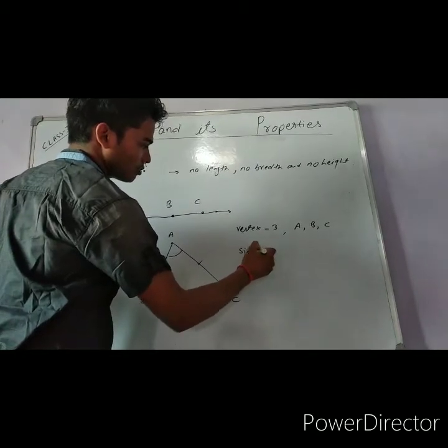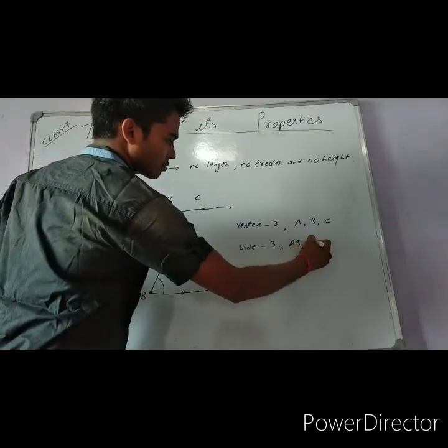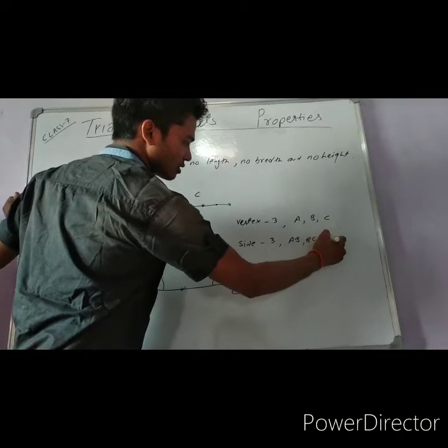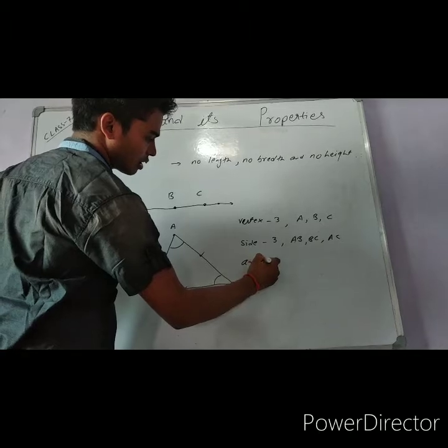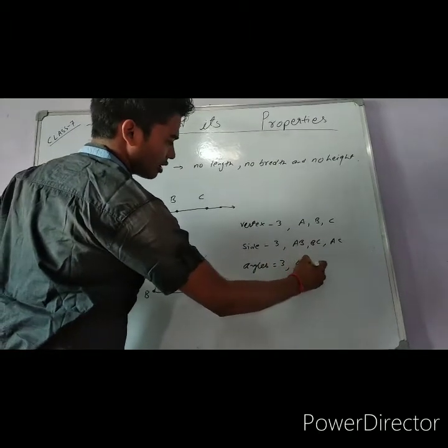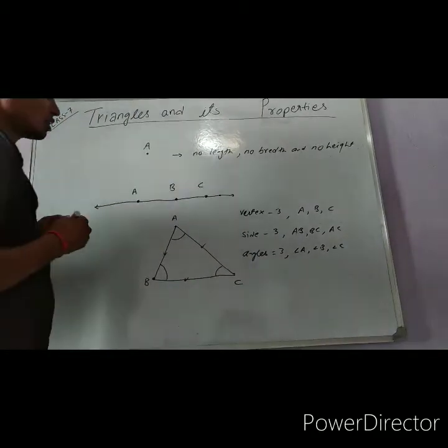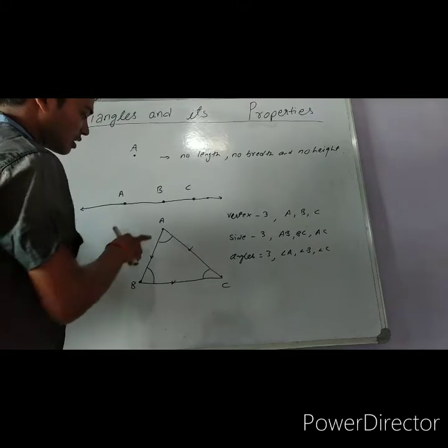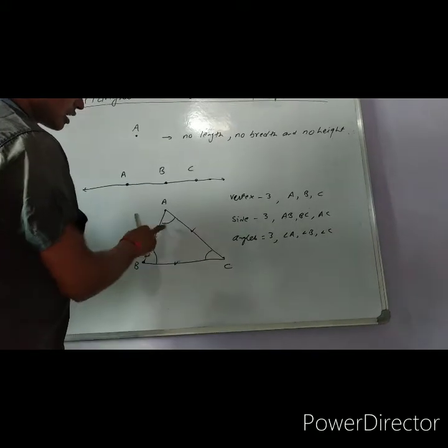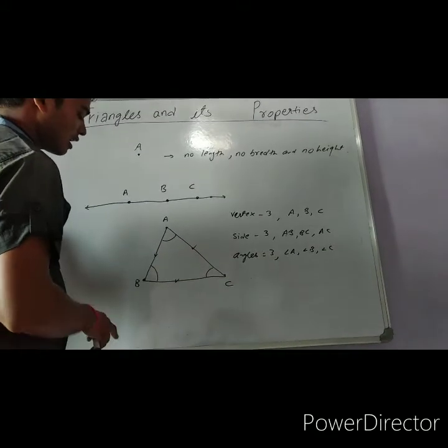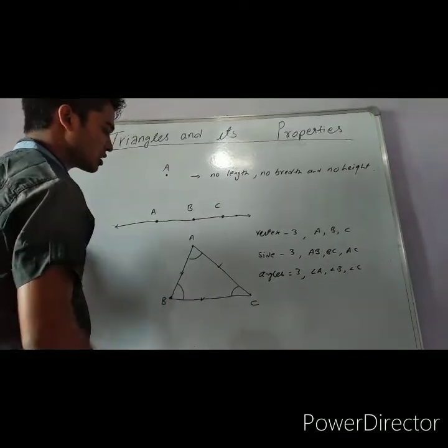Sides, how many? 3, that is AB, BC, and AC. And 3 angles. Angles, how many? 3, that is angle A, angle B, and angle C. These are the parts of the triangle. A triangle has 3 vertices, that is A, B, and C, 3 angles, that is angle A, angle B, and angle C, and 3 sides, that is AB, BC, and AC, or we can say CA.